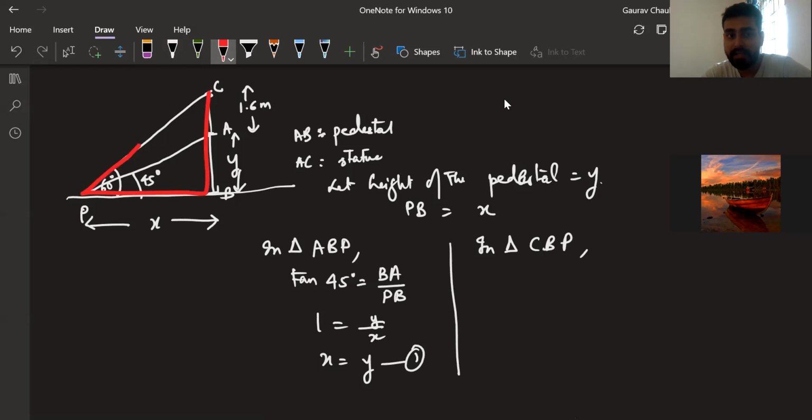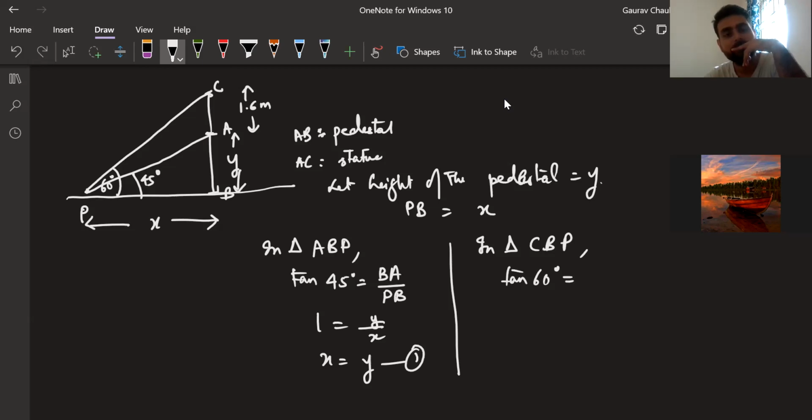Triangle CBP. Remember, I want to choose only things that matter to me. This hypotenuse has no use for me, so probably I'll not choose anything which deals with hypotenuse. So what's your thought there, Dikshit? P by PB. So I'll take tan 60 degree.